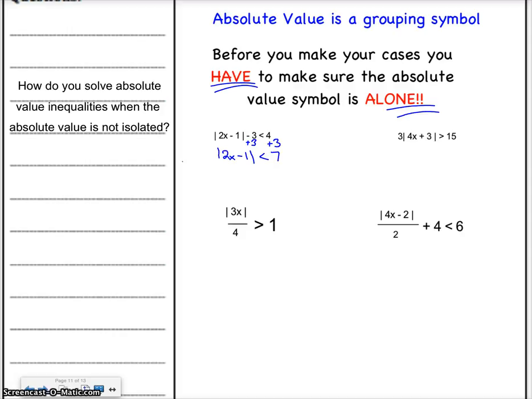I say 2x minus 1 is smaller than 7, or now I got to make my negative case. And I need a flip. Remember, when you make that negative case, you flip that inequality. Or 2x minus 1 is bigger than negative 7.